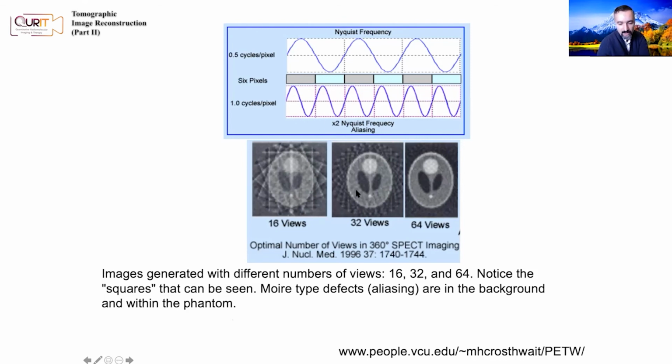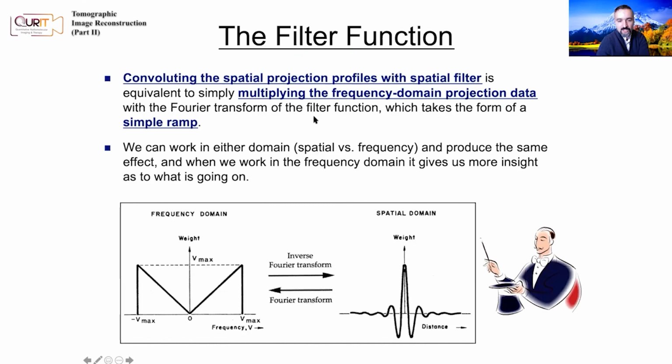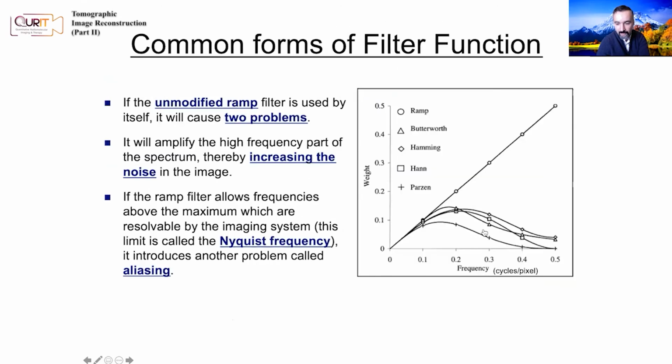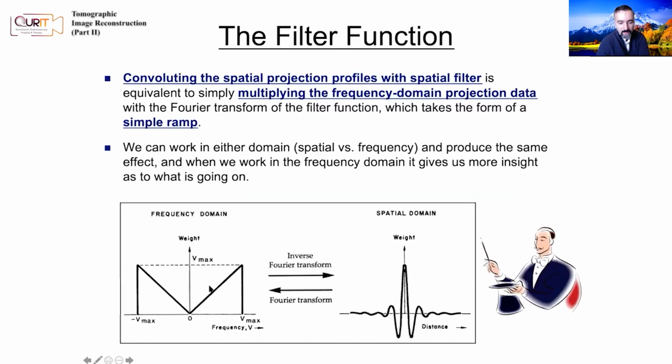So here's an example of reconstructions where you are allowing those higher frequencies to come in, and you get the so-called moire type defects, which is a form of aliasing. You see these kinds of artifacts here in the image, these square-like artifacts. So this is when you allow those. So that's why we cut the ramp at 0.5. Okay. So again, we cut the ramp at 0.5 cycles per pixel.